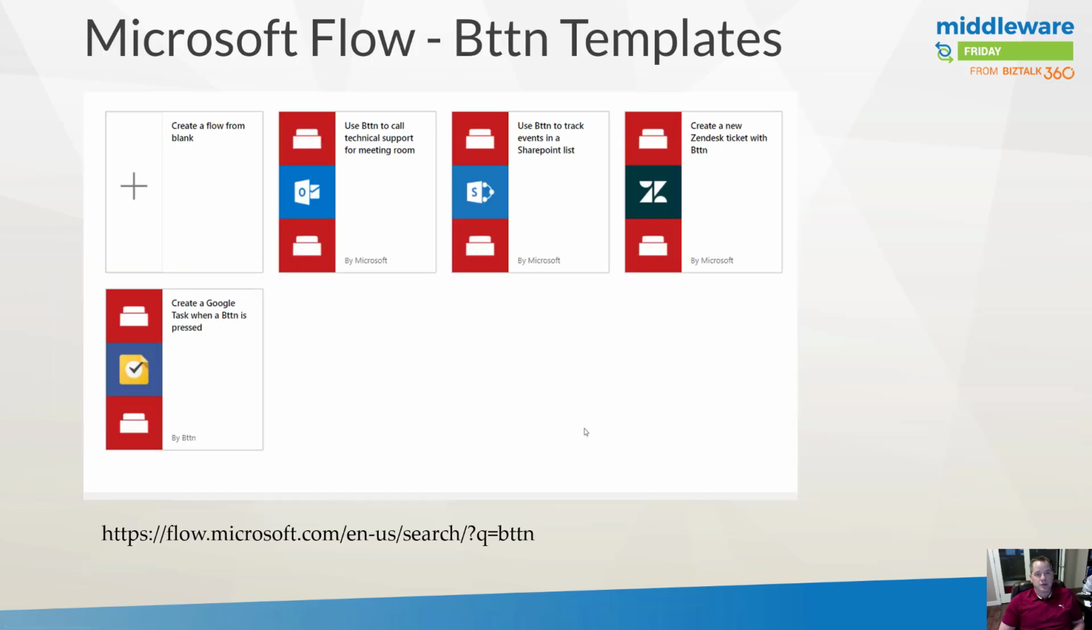Next, if you go into the Flow templates, which you can reach at flow.microsoft.com, hit the search window and type in BTTN, you're going to see some of the out-of-the-box button templates that exist. Zendesk is a similar, competing service desk tool to ServiceNow, so if you're using Zendesk, that'll work. If you want to do this using a SharePoint list or Google Task, you can use those tools as well. I opted to select the button to call technical support for meeting room template, and then I just adopted it for my use in order to plug in the ServiceNow calls.